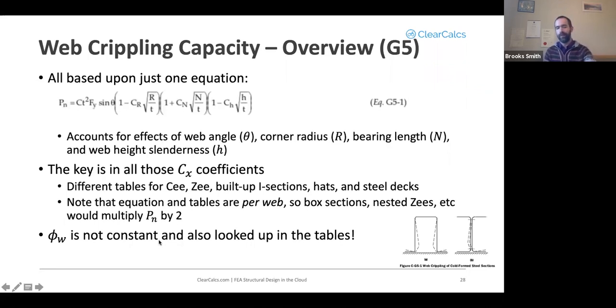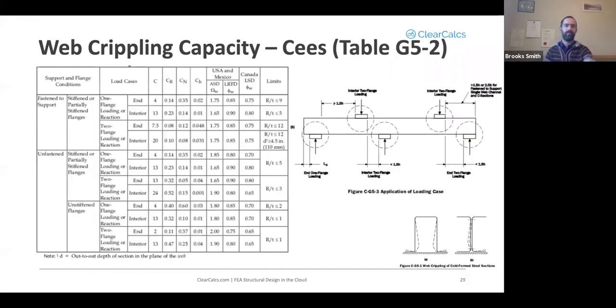Phi W, the phi factor for web crippling, is not constant. It's also looked up in the tables. So what do those tables look like? Here's an example for the C sections. You have 4 things you need to look at when you are looking up in this table. The support and flange conditions.